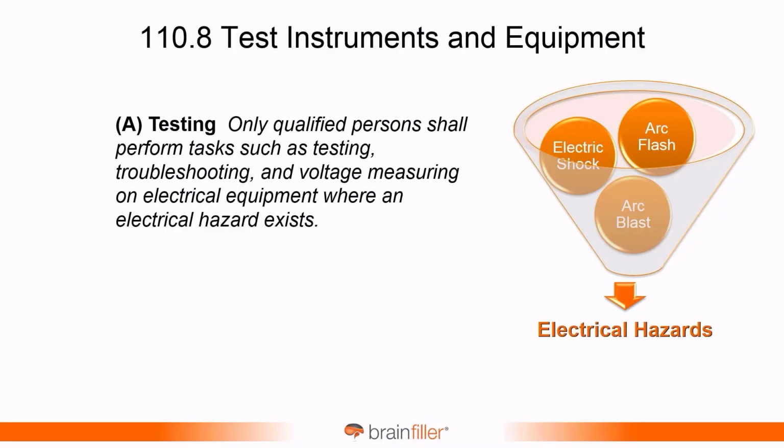Shock hazard wasn't his only problem. It was a massive arc flash. And due to the burn injury that he sustained from the arc flash, not just the shock that was there, performing voltage measurements, he died. It was about a week later. So yeah, this is to emphasize or put a greater emphasis that there's more than just the shock hazard. And so what the text looks like, only qualified persons shall perform tasks such as testing, troubleshooting, and voltage measuring on electrical equipment where an electrical hazard exists.